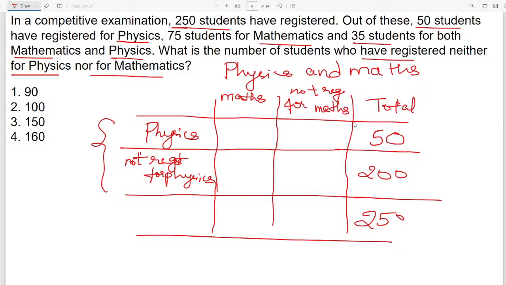And after that, they are saying that 50 students have registered for physics, so the number of students who have not registered for physics is 200. 75 students have registered for maths, so in the maths row, we'll put 75 here.